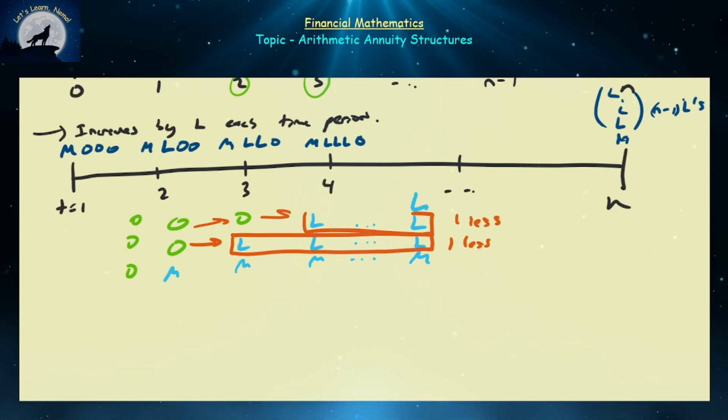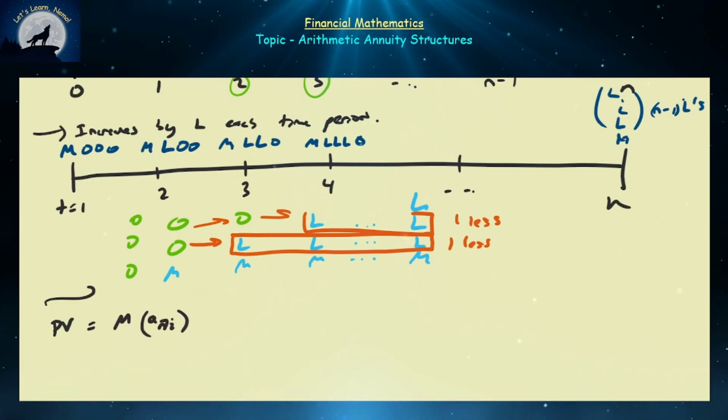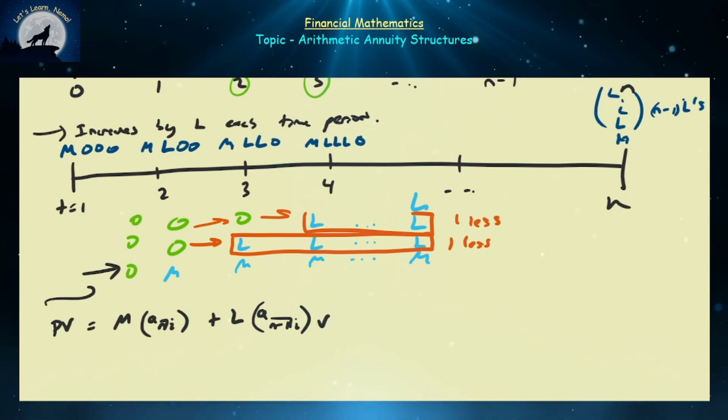So this has 1 less payment, this has 2 less payments, and so on, but they're pushed back into the future. So if we write that in the typical present value structure, what would that be? We have our m times our annuity immediate structure. So this is going to take care of this first row. And then we have our L times a_(n minus 1) under effective interest rate i. But that's in the future 1 period, so we need to discount that backwards 1 so that this is then lined up into here.